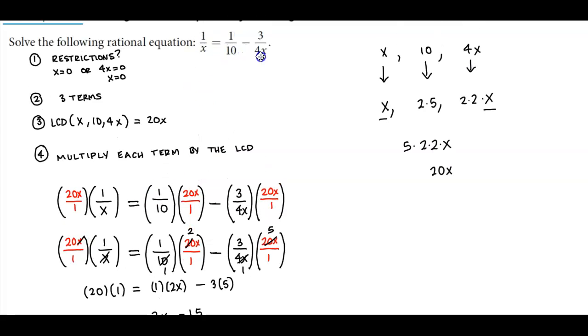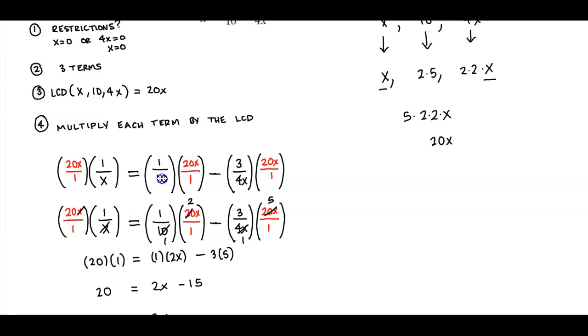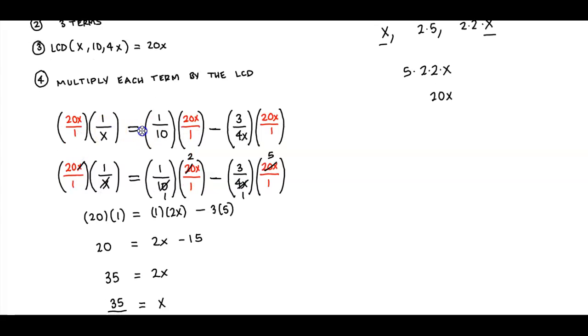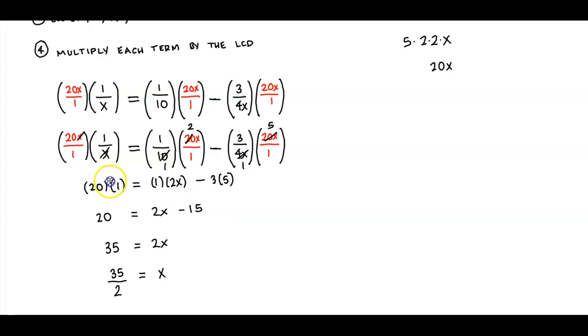So again, the original equation is 1 over x equals 1 over 10 minus 3 over 4x. And what we're going to do is multiply each term by the LCD, which is 20x divided by 1. Now that we do that, we can say, how many times does x go into 20x? Well, it's 20 times, so what's left is 20 times 1. 10 goes into 20x 2x times, so what's left is 1 times 2x. 4x goes into 20x 5 times, which is 3 times 5. Then we're going to multiply those out.